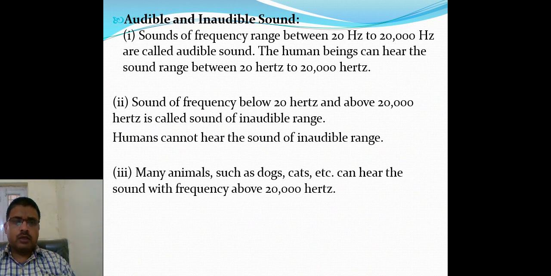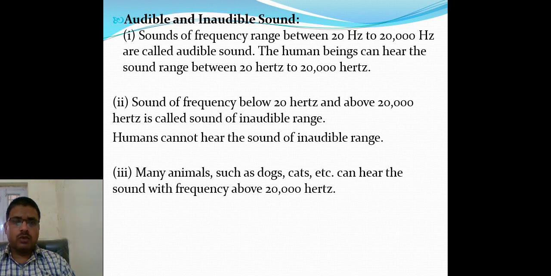And till now, we have discussed about the sound, property of sound. We have discussed about the types of sound, that is the transverse and longitudinal sound.